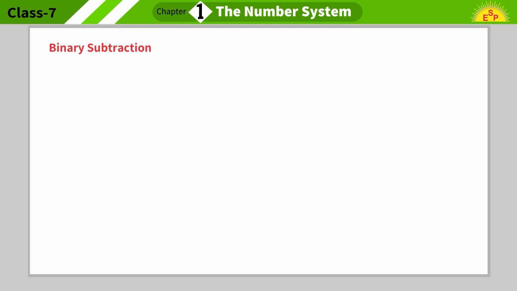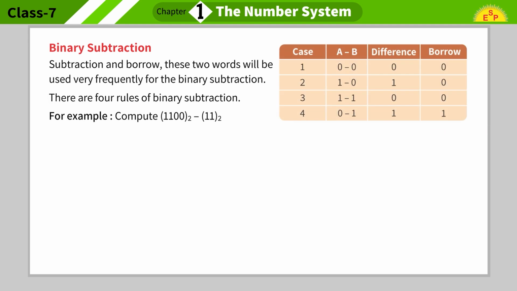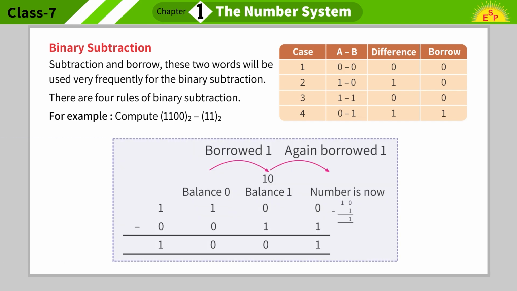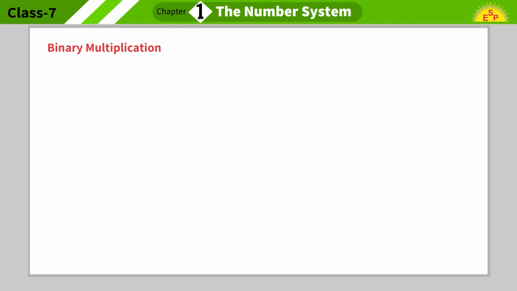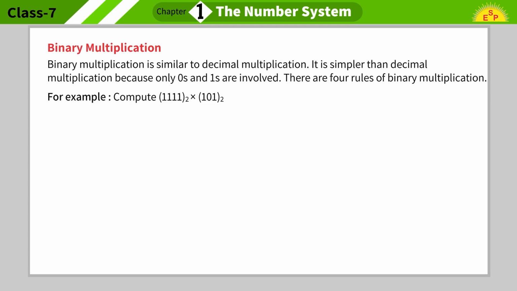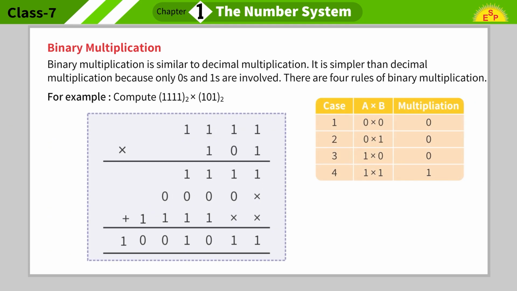Binary subtraction. Subtraction and borrow, these two words will be used very frequently for binary subtraction. There are 4 rules of binary subtraction. For example, compute 1100 base 2 minus 11 base 2. Binary multiplication. Binary multiplication is similar to decimal multiplication. It is simpler than decimal multiplication because only zeros and ones are involved. There are 4 rules of binary multiplication. For example, compute 1111 base 2 times 101 base 2.